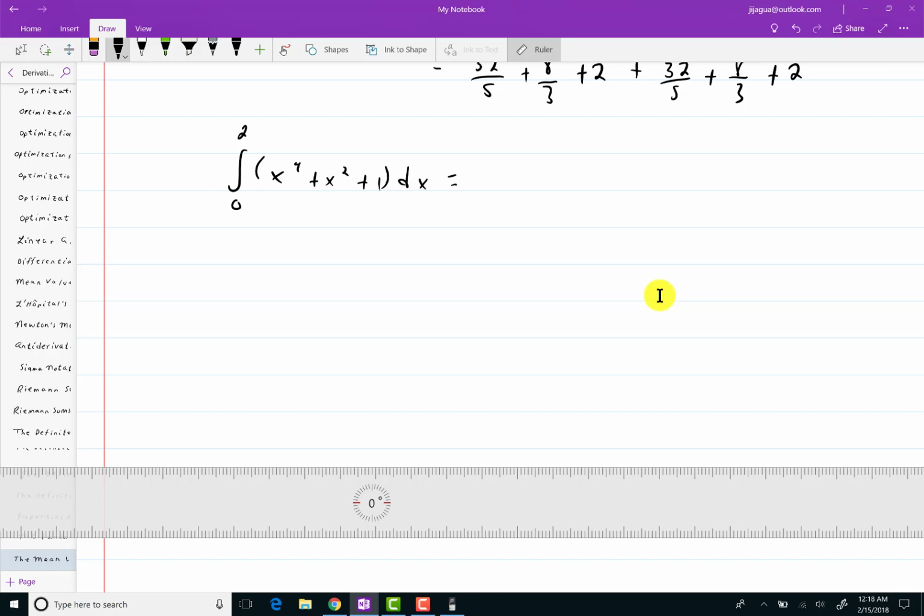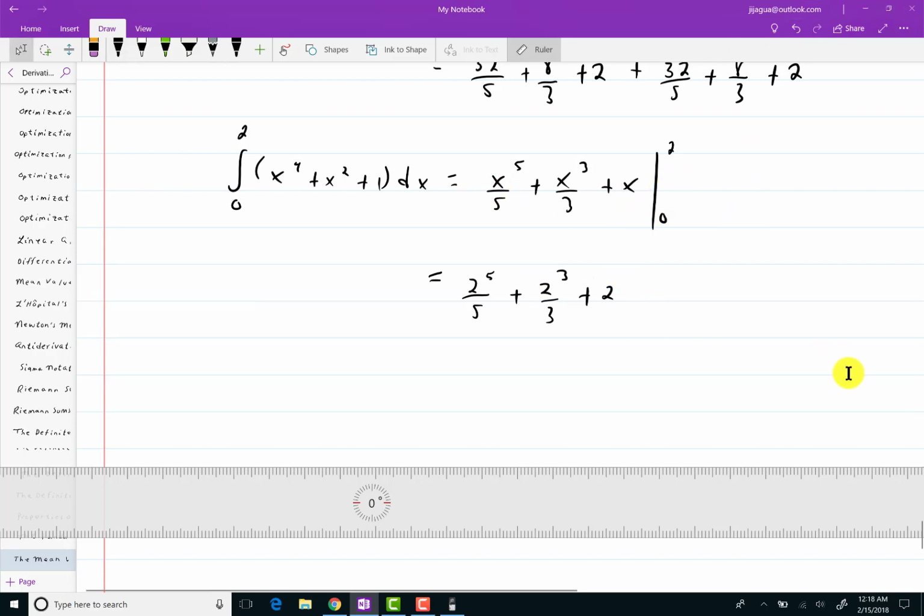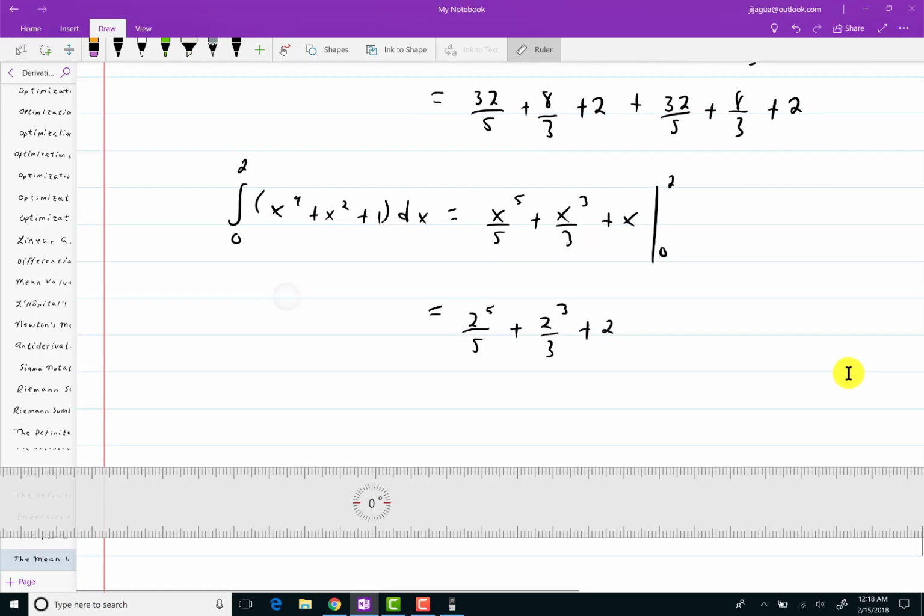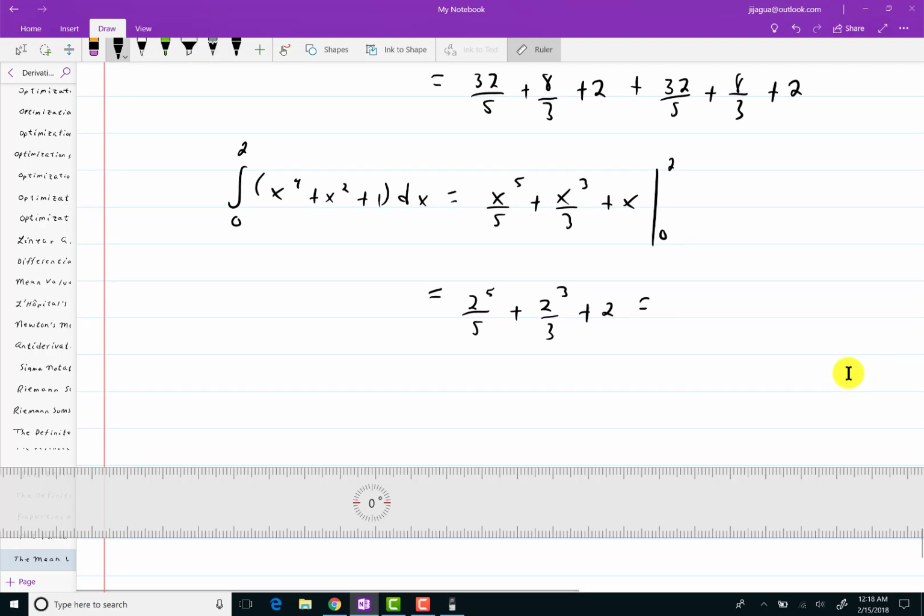That will equal x to the 5th over 5 plus x cubed over 3 plus x from 0 to 2. And I'm going to end up with 2 to the 5th over 5 plus 2 cubed over 3 plus 2. And then the minus, once you plug in 0 for x, I'll have minus 0. I don't care about that part. Look at what I have. I'll do one more step: 32 over 5 plus 8 over 3 plus 2. So if you look at this, I have one of them here. I have two of them here.